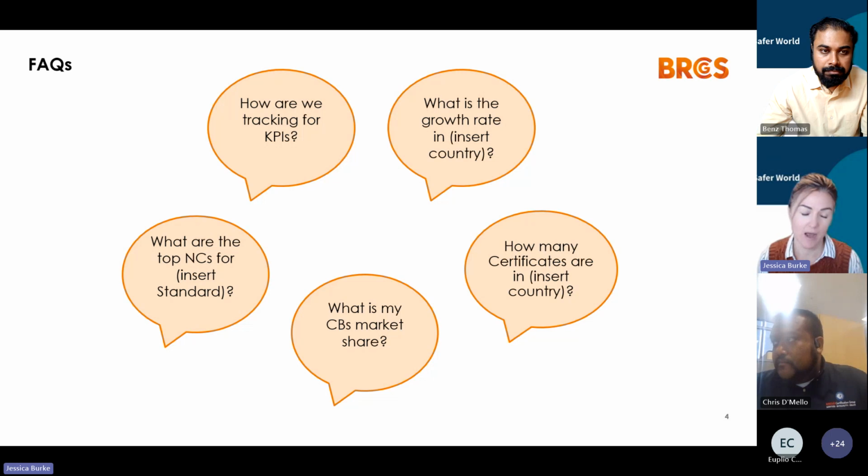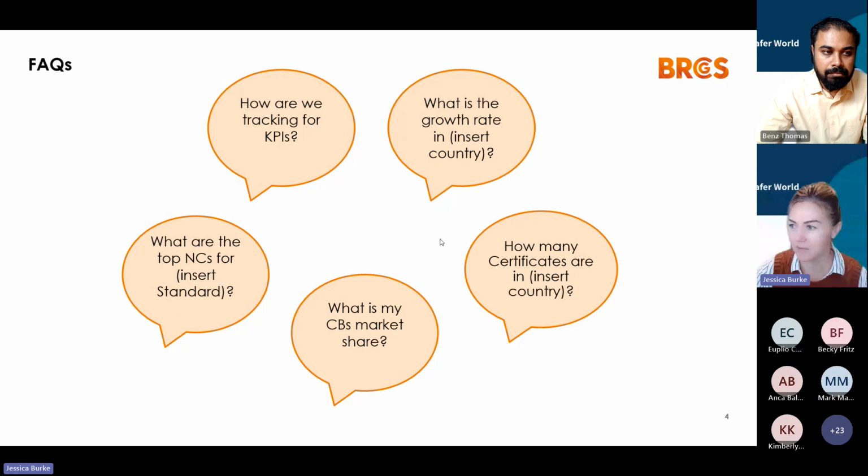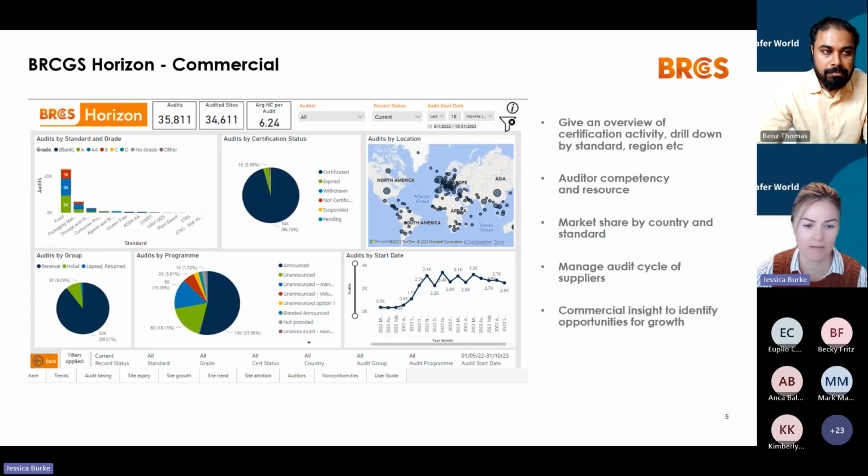What's my certification body's particular market share? How many certificates are in a specific country in terms of all BRCGS or my own? And what's my growth rate in a specific country or overall for my CB? So that's just a few of them. And actually, all of this information is found on the Horizon dashboard.